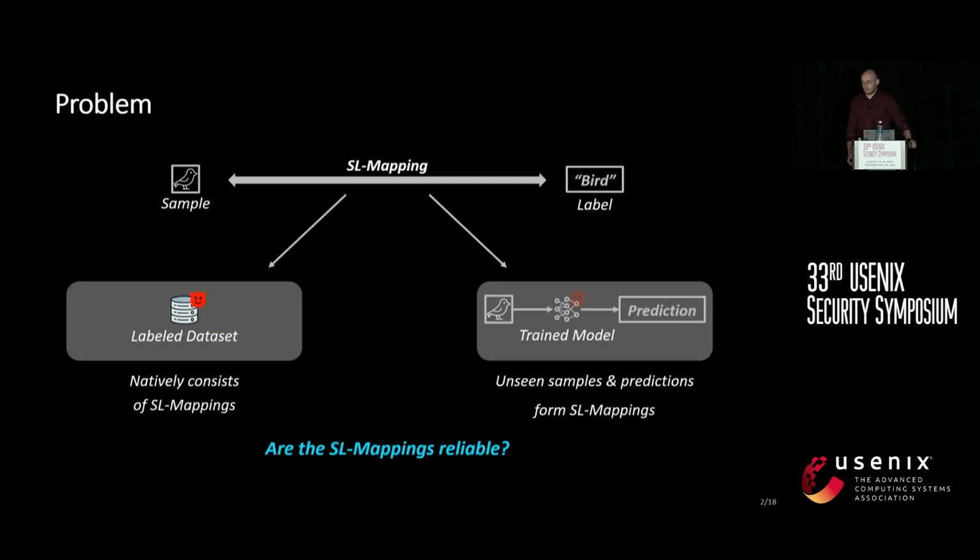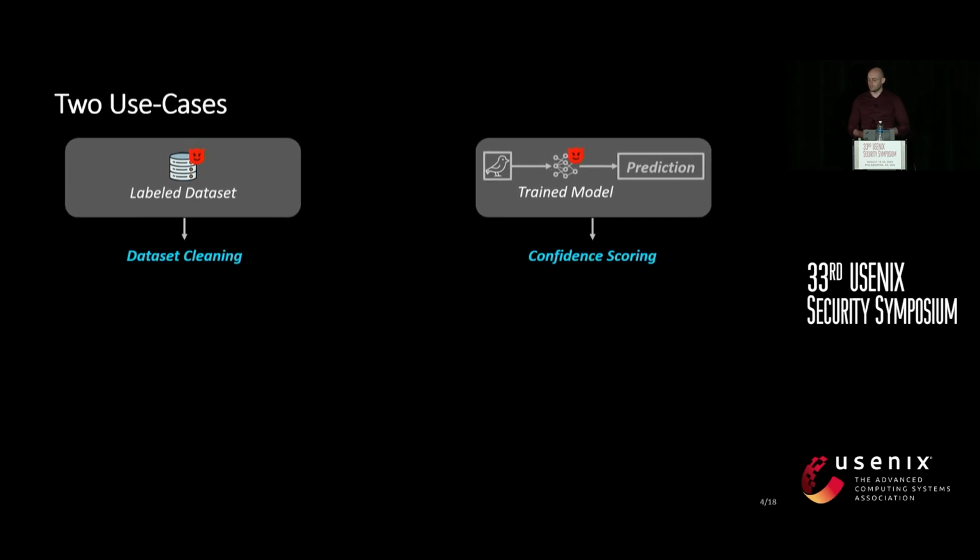Such false sample label mappings can either be in the labeled dataset if an adversary poisons the dataset, but you can also find them in the trained machine learning model if this model is trained on a poisoned dataset. So we designed a method called LabelTrust, which can evaluate those sample label mappings. This is a general tool, but besides that, it can be used in different use cases. In fact, those two scenarios that I told you about are two use cases.